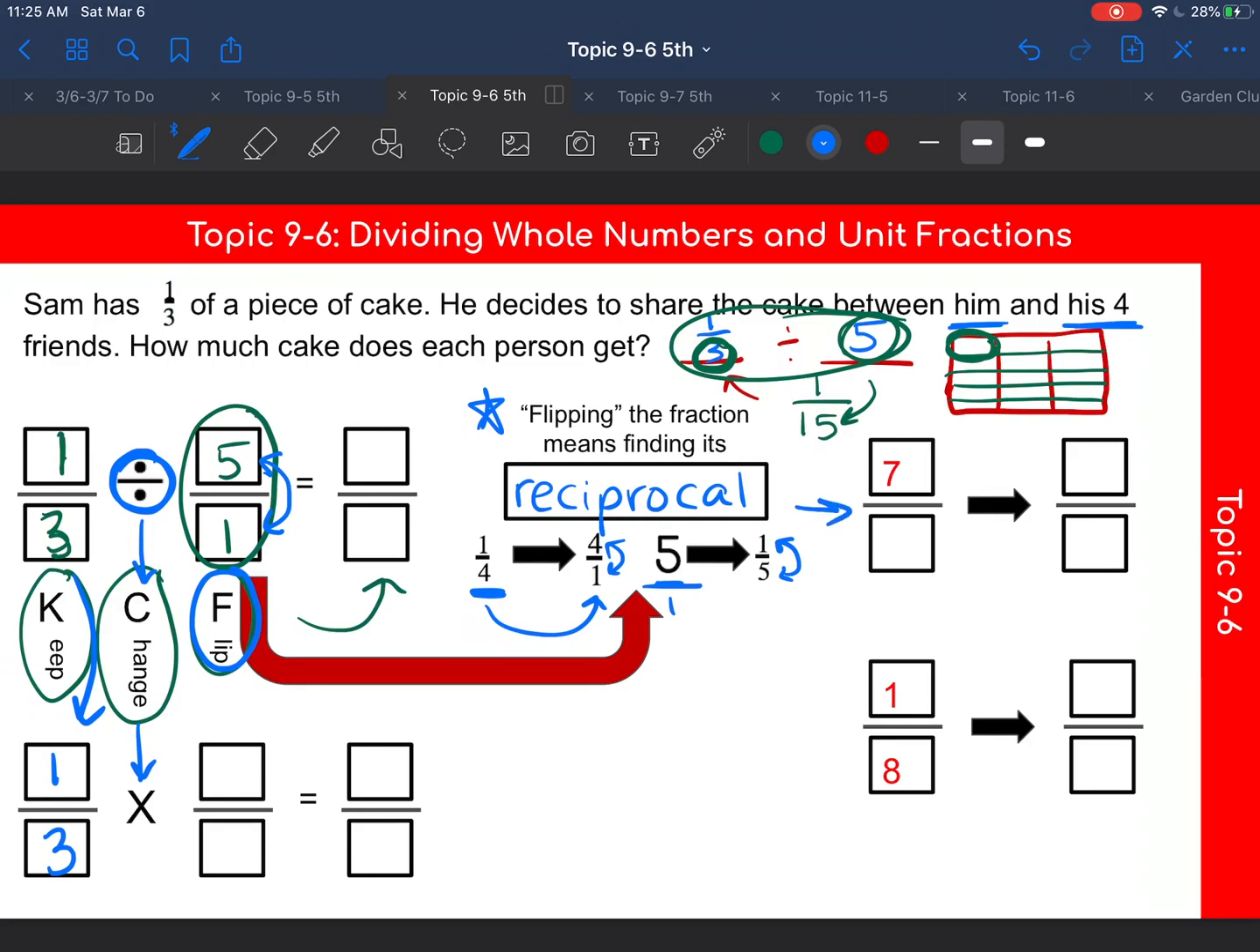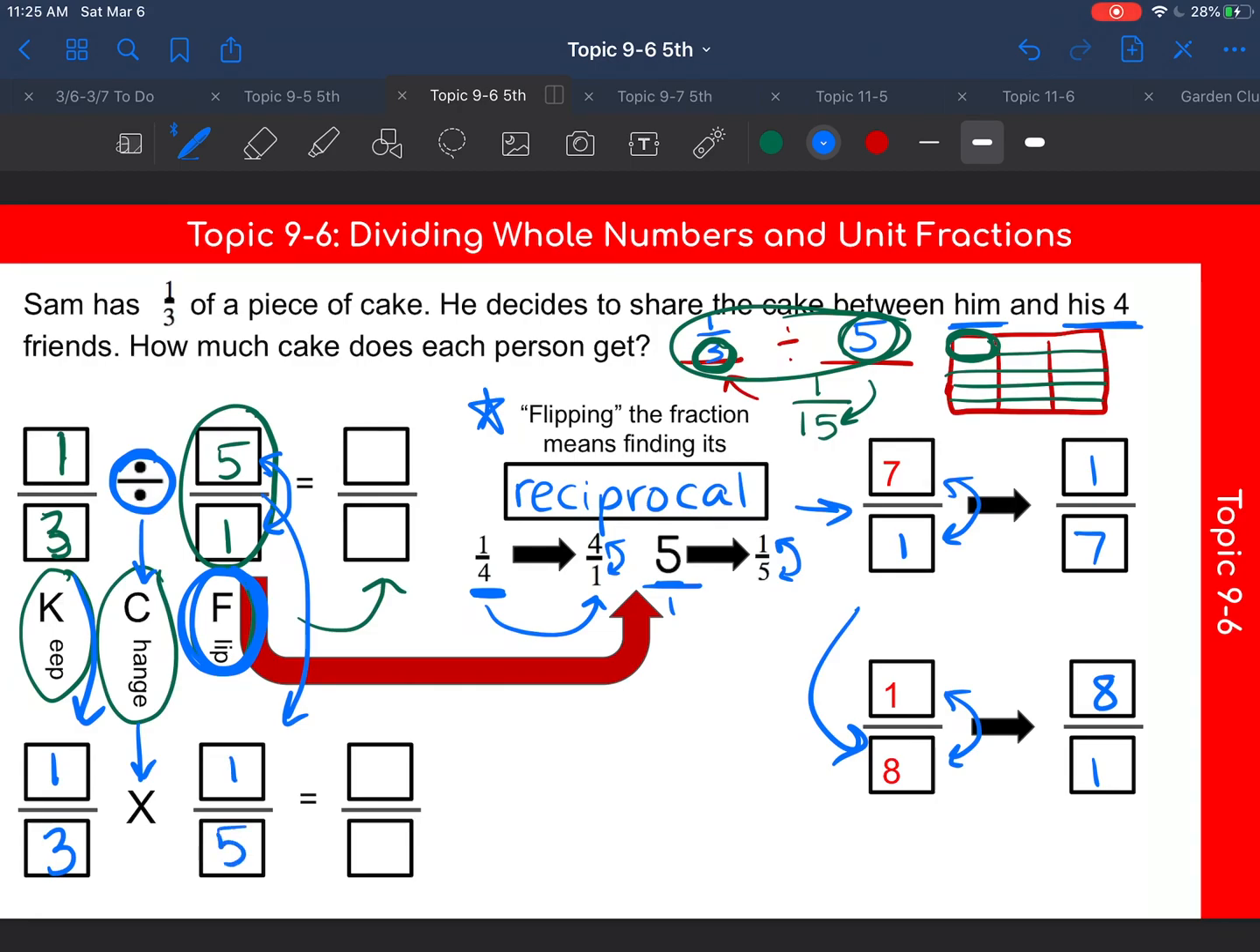So let's look at these examples over here. 7, which is the same thing as 7 over 1. What is the reciprocal of 7 over 1? Well, flip the numerator and denominator, and it would be 1/7. What down here is the reciprocal of 1/8? Again, flip the numerator and denominator, and it's 8 over 1. So when it says flip, that means find the reciprocal, which is just a fancy word for flipping the numerator and denominator. So the reciprocal of 5 over 1 is 1/5.